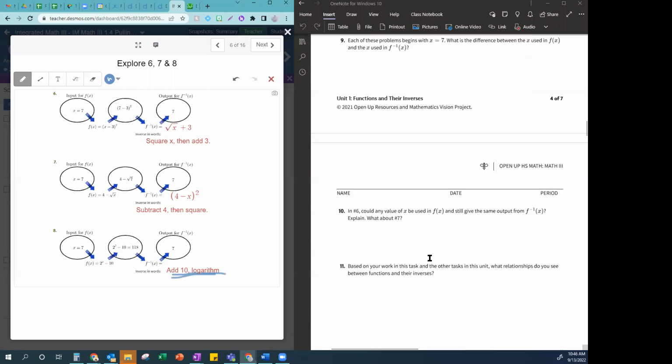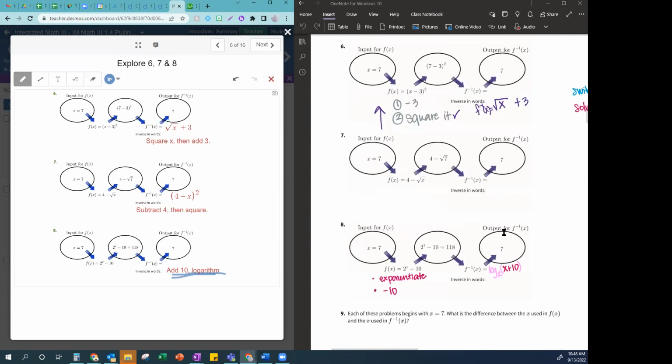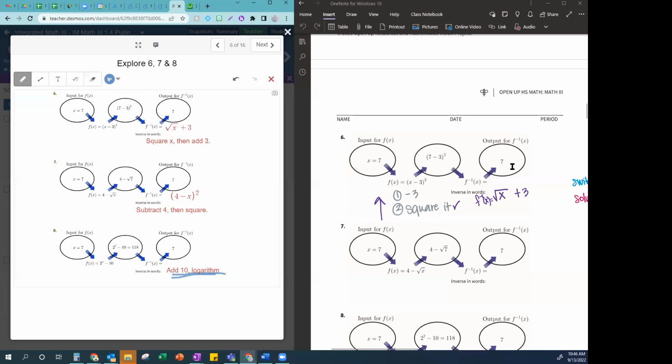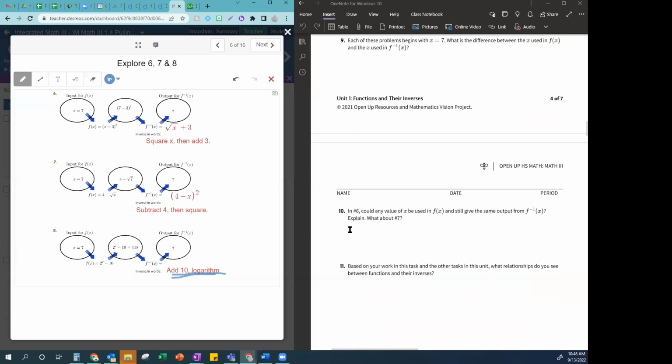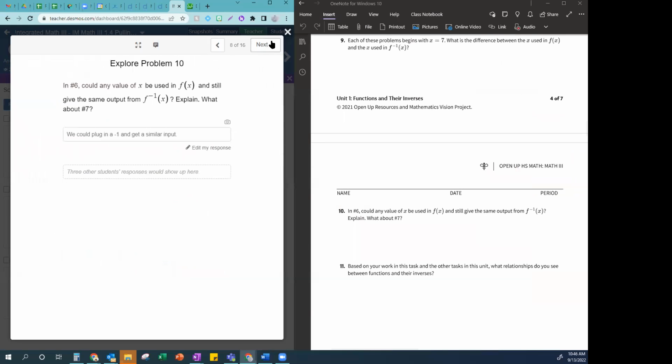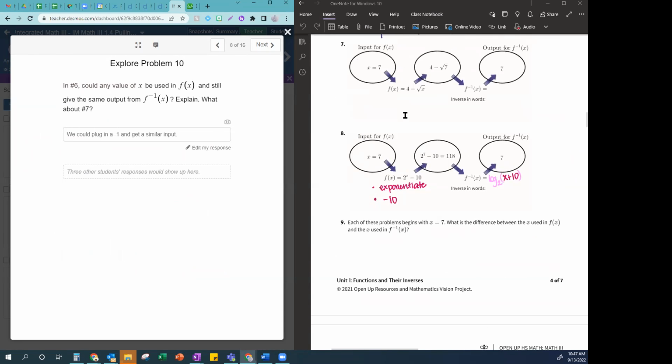Okay, number 10. It says, in number 6, could any value of x be used for f of x and still give the same output for f inverse? So going back to number 6, we're looking at this guy here. Ms. Johnson, can any, what was it? Say it again. So if it could be any, let me see where this is. Number 10. Okay.